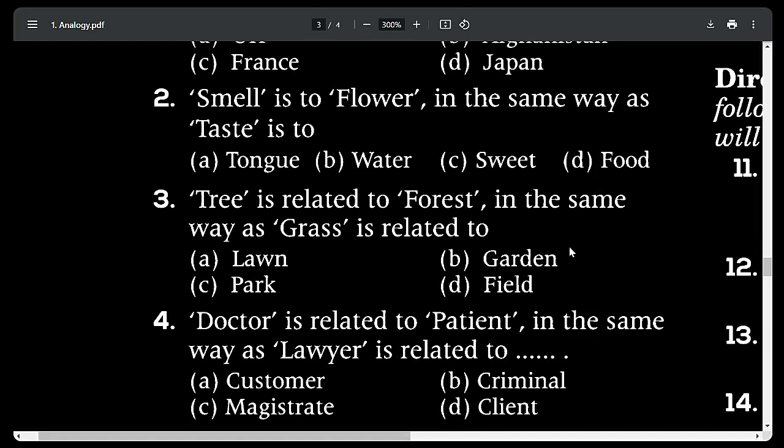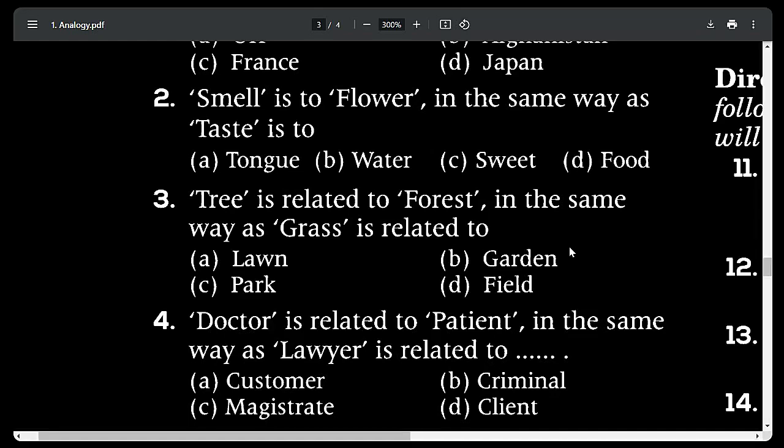And lawyer gives his services to whom? His customer, his criminal, his magistrate, or his client. Sir, magistrate. No, magistrate means the governing body. No, lawyer is not giving service to him. Who will go to lawyer for what purpose? For getting justice, first they will get a lawyer. Yes. So what is that person called?